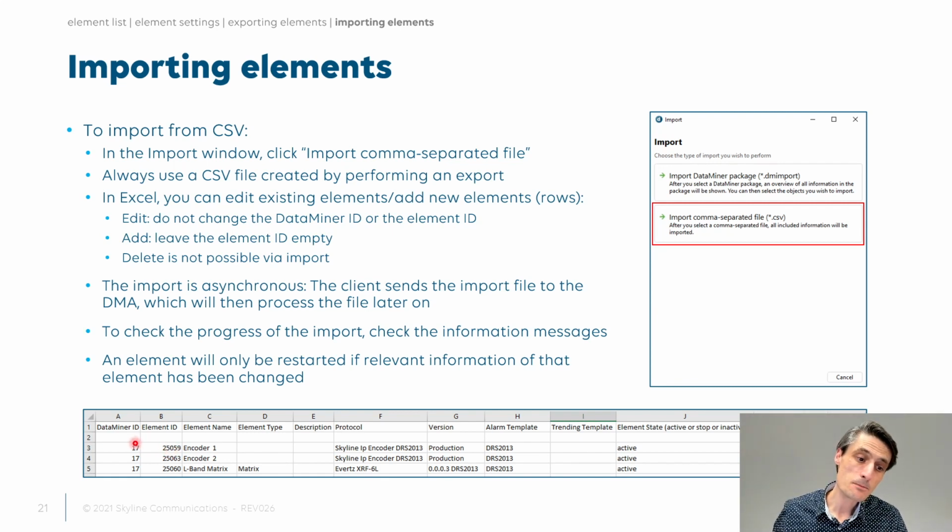The DataMiner ID, you have the option. Either you can specify one and then we will create it on that specific DataMiner agent. If you have 5 DataMiner agents, you can choose on which one it will be created. If you leave the DataMiner ID empty, we will create the element on the DataMiner agent you are connected to with your DataMiner cube. So your entry point of the DataMiner system, there the element will be created.